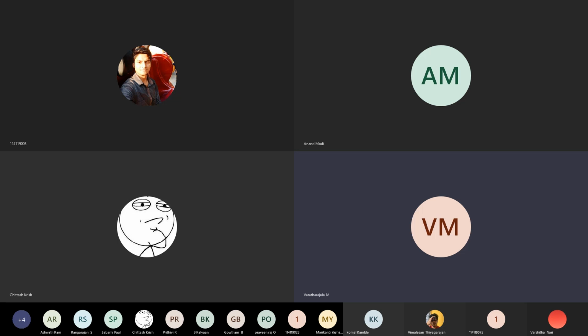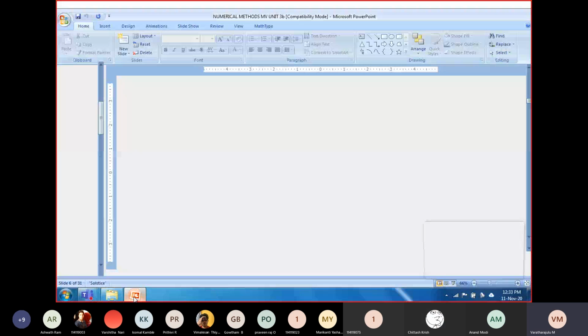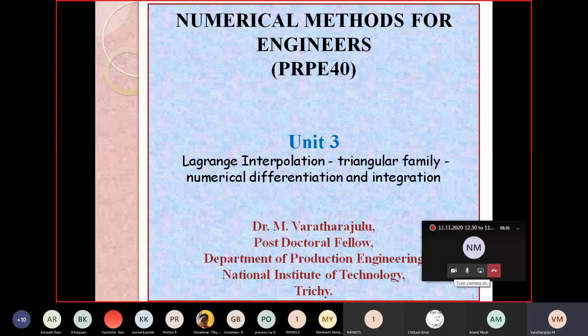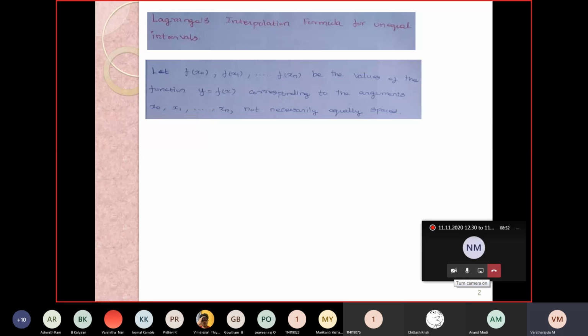We will refresh the things which we have discussed in our Lagrange interpolation. This is what we have seen in the last class: Lagrange interpolation, triangular family, numerical differentiation, integration. This is what we have to discuss. This is the left syllabus in our numerical methods, and the Lagrange interpolation formula for unequal intervals. We'll refresh this information once Nirmal's team comes into the picture, then we'll hand over the session to Nirmal's team.